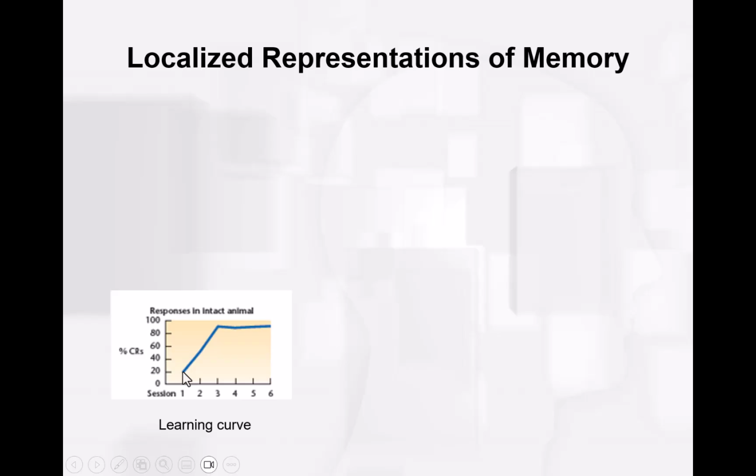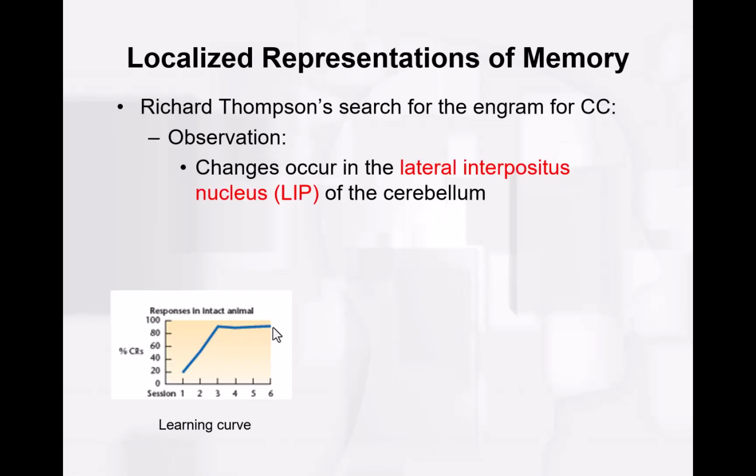This is from the actual peer-reviewed paper that was published. A more realistic version would be more curved. We'll see that at the end, but just keep in mind that there's this gradual learning process, and then eventually we kind of plateau out. That is just what a normal learning curve looks like. What Richard Thompson's lab observed is that there were changes occurring in the lateral interpositus nucleus of the cerebellum.